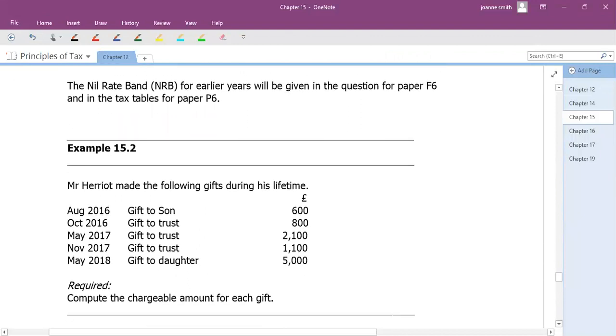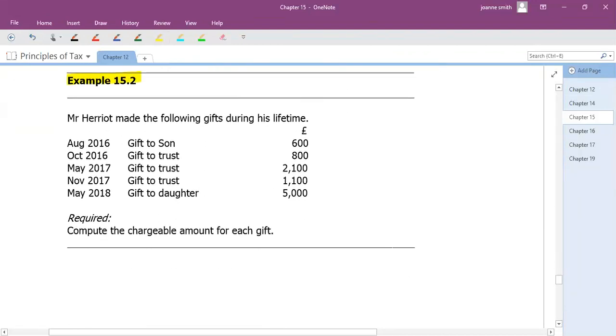So I'm going to finish off with this little example just to explain how that annual exemption works. So we've got a number of gifts here. First thing I'm going to do is write PET next to the son and the daughter, because they are PETs. All right, so they will not be taxed in the lifetime, but the trust would be chargeable lifetime transfers.